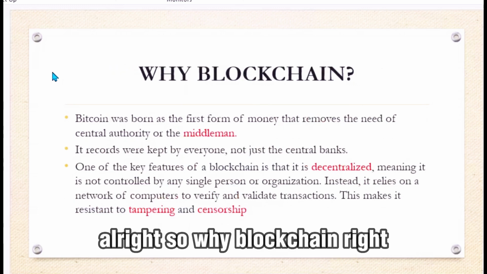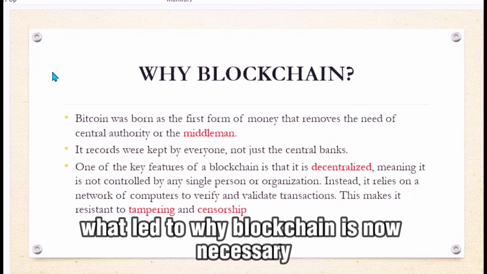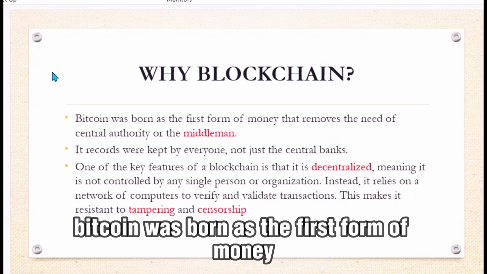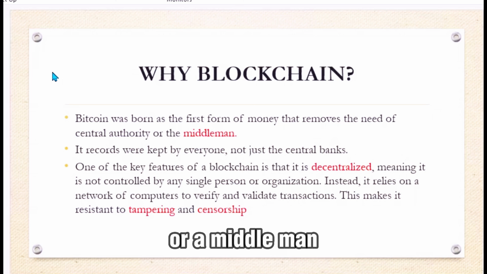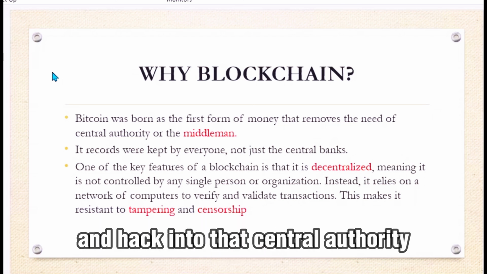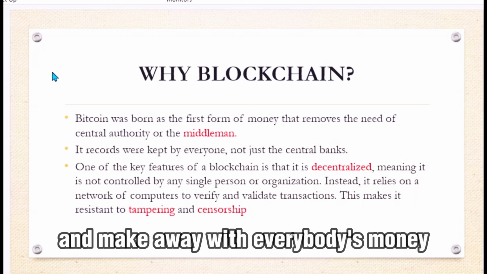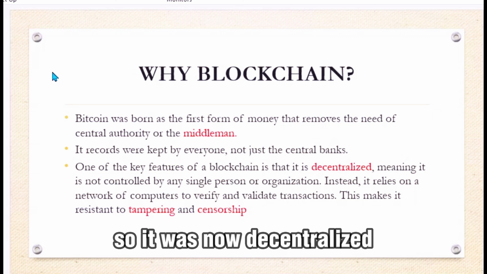Alright, so why blockchain? I think we have actually given a reason for that. What led to why blockchain is necessary? Bitcoin was born as the first form of money that removes the need for a central authority or a middleman. So that central authority is eliminated, because somebody can just go in and hack into that central authority and make away with everybody's money. Any bad actor can do that, and people didn't want that to happen. So it was now decentralized.